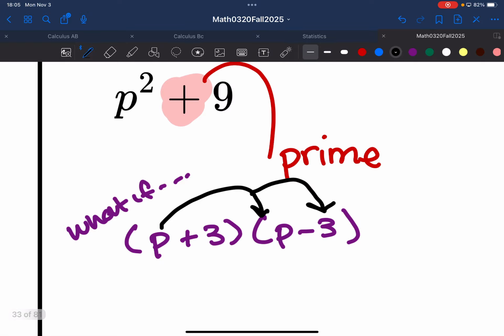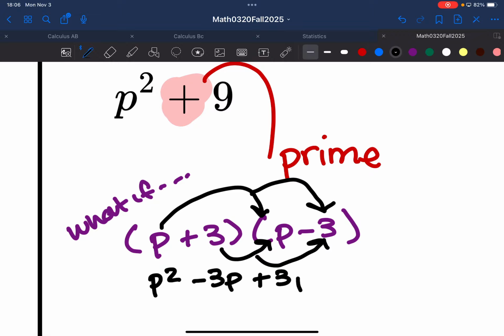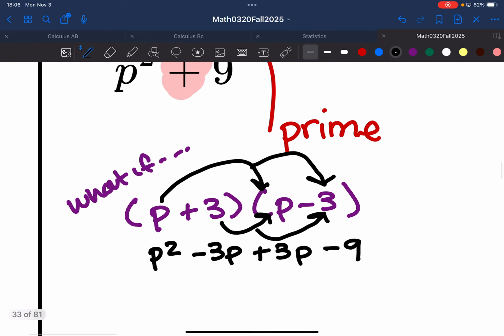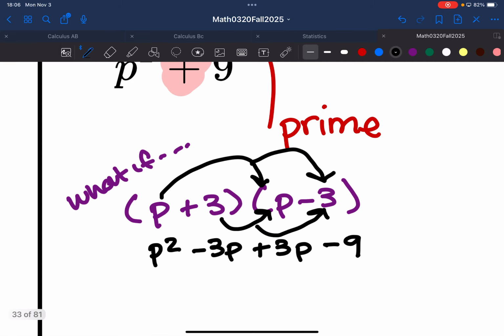Let's FOIL this out. So p times p is p squared. P times negative 3 is negative 3p. Then I multiply the next part. 3 times p is positive 3p. 3 times negative 3 is negative 9. The middle terms, because one's positive and one is negative, are going to cancel out, the negative 3p and the positive 3p. So I'm left with p squared minus 9.